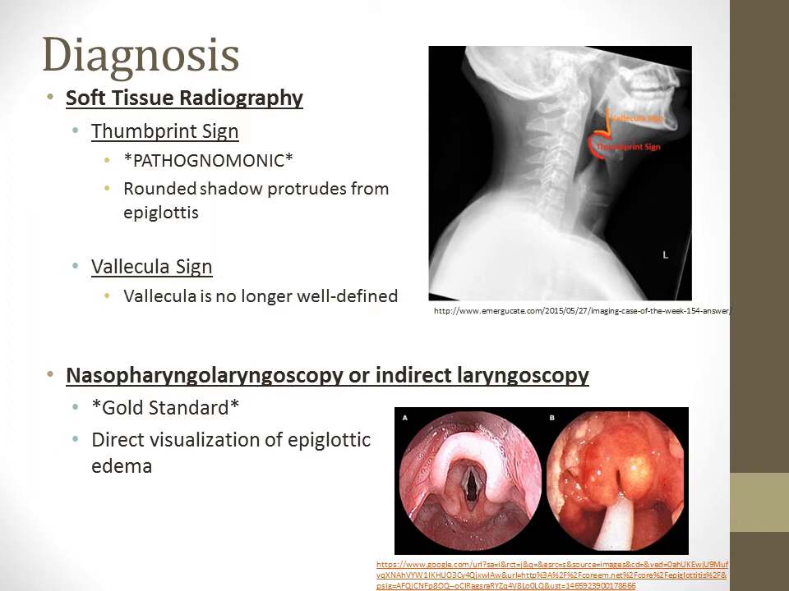So those are the only two studies that have really been performed, and the accuracy of using the signs for screening is still uncertain. And that brings us to our gold standard of diagnosis, which is nasopharyngeal laryngoscopy or indirect laryngoscopy. And you can see in that bottom right corner on the right-hand side that you can directly visualize the epiglottic edema, and sometimes you might see swollen arytenoids, a narrowed airway, an epiglottic abscess, and swollen vocal cords.